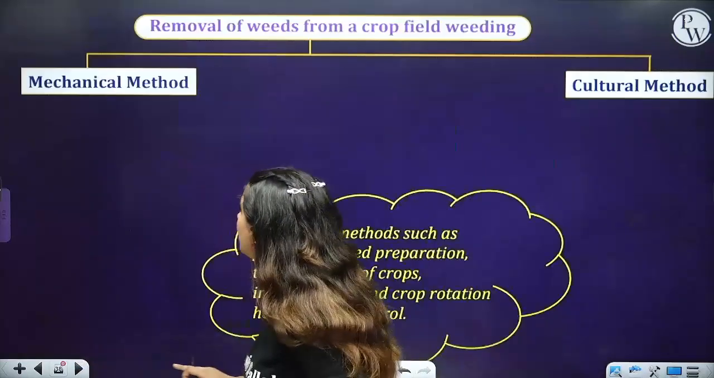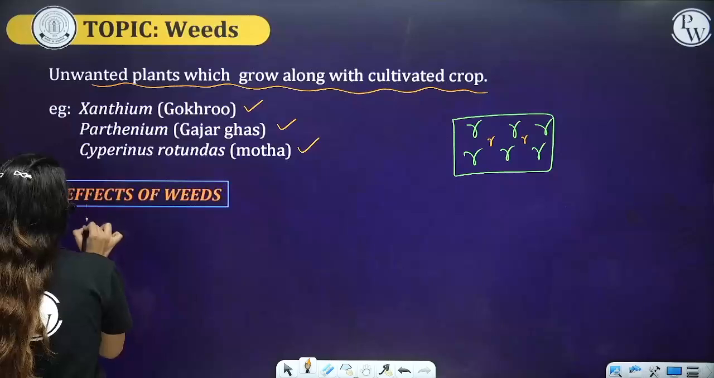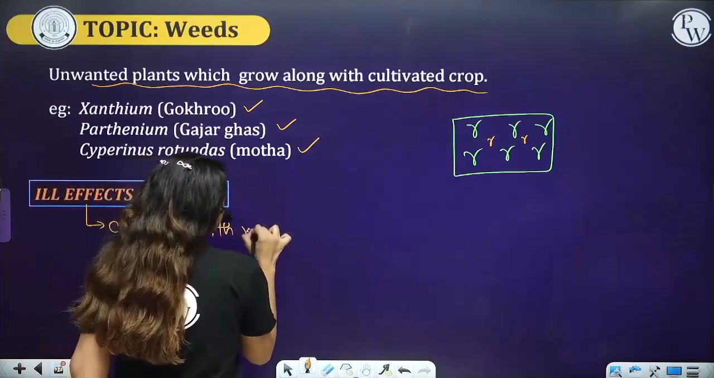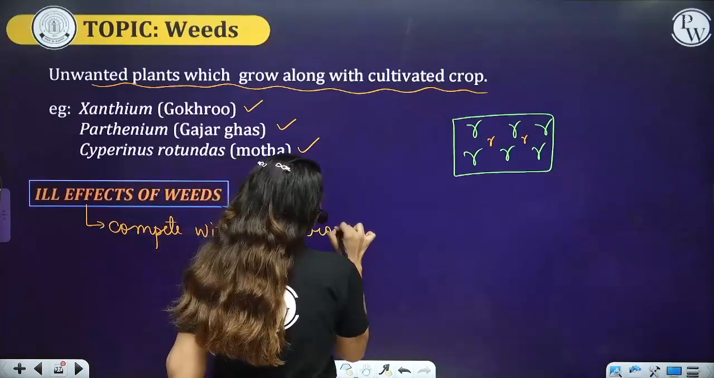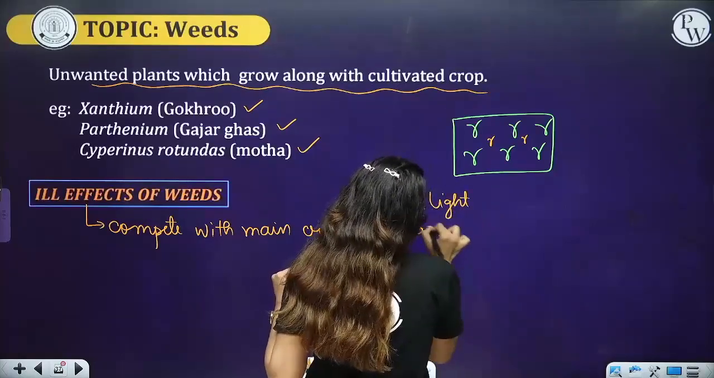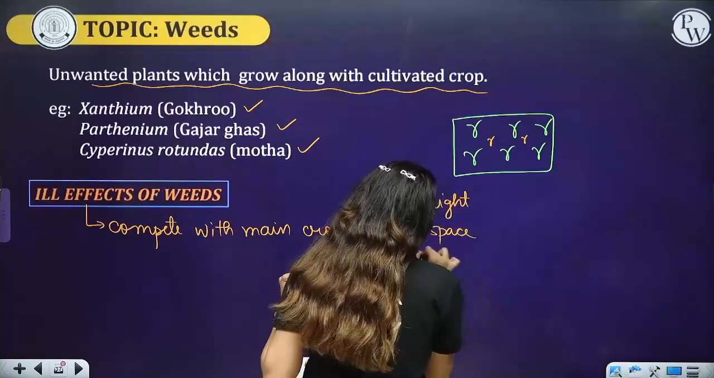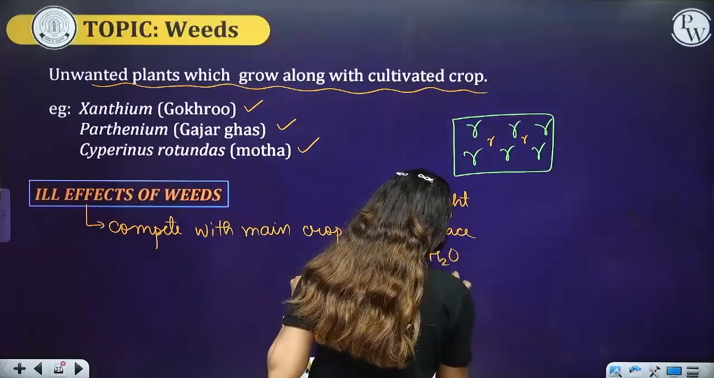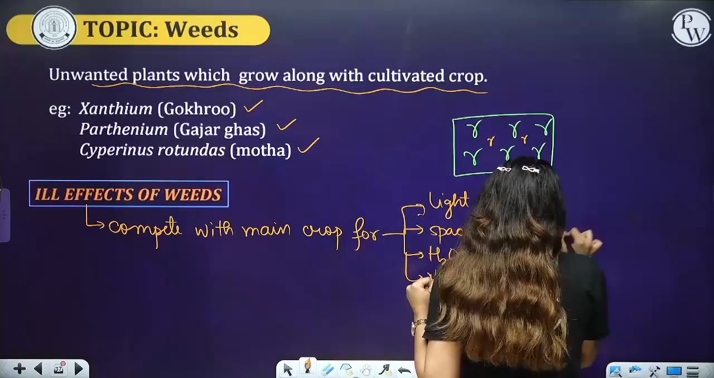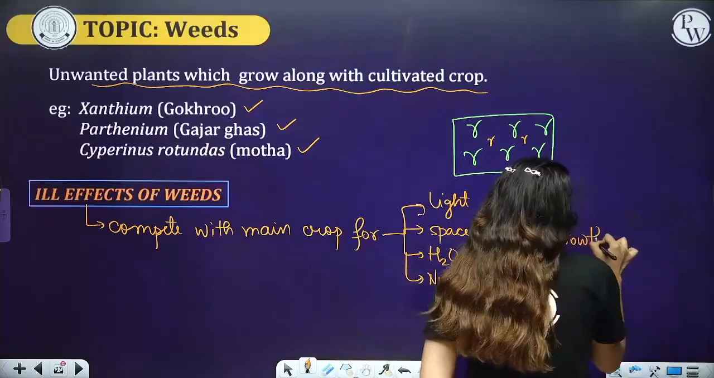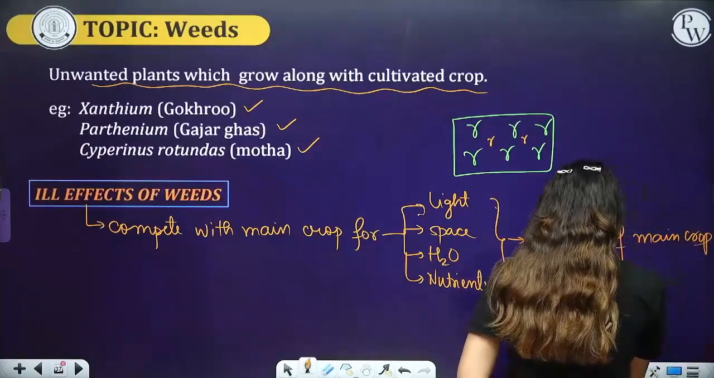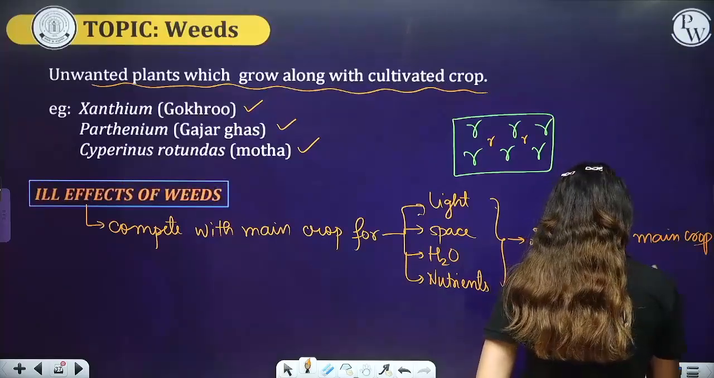So can I say that it will compete with the main crop for light, for space, for water, for nutrients? There will be competition, and therefore the growth of the main crop will be affected. What else? What are the ill effects of weeds?